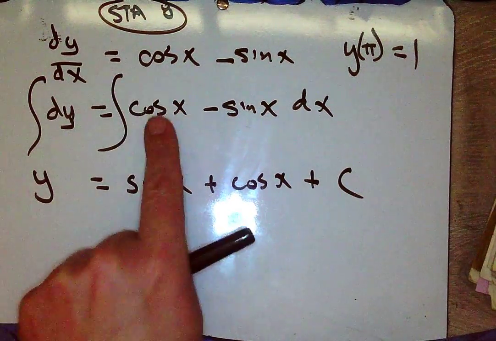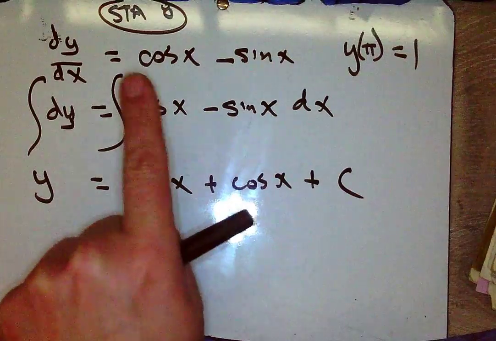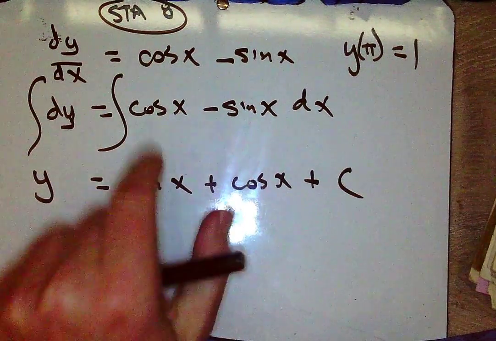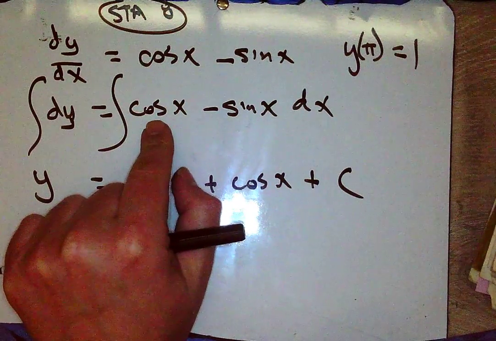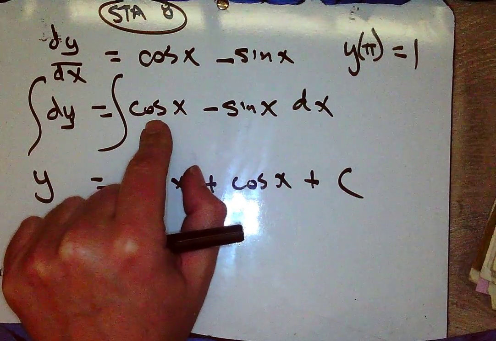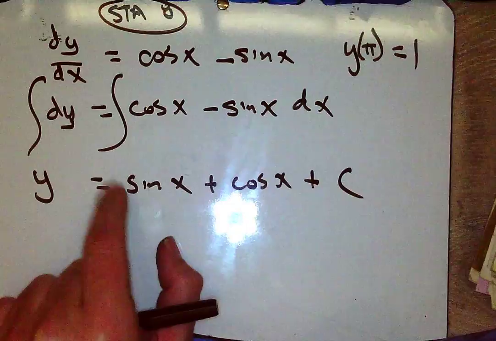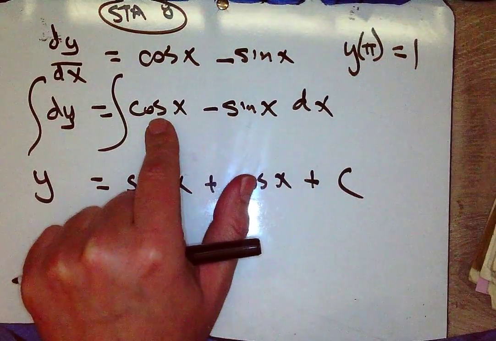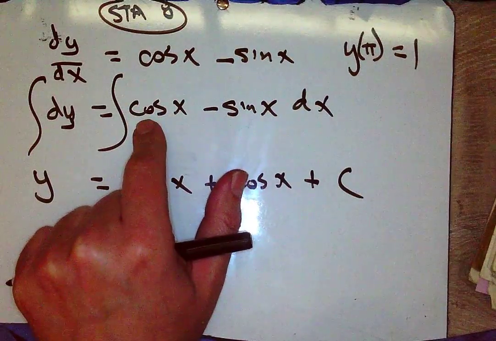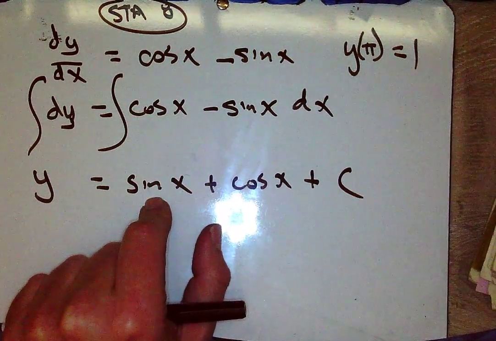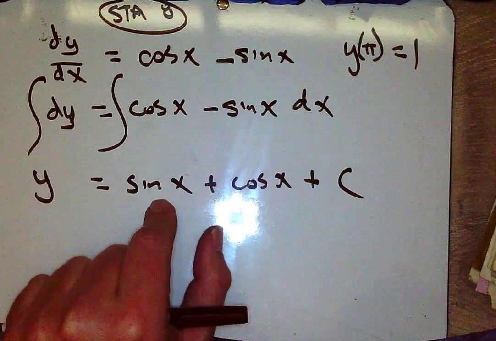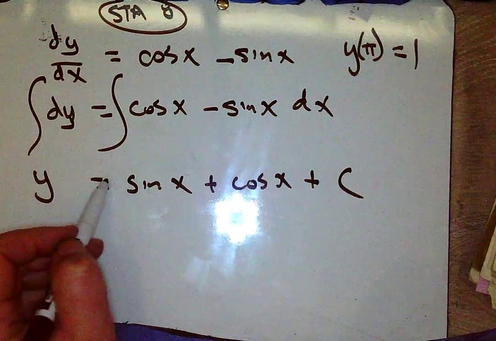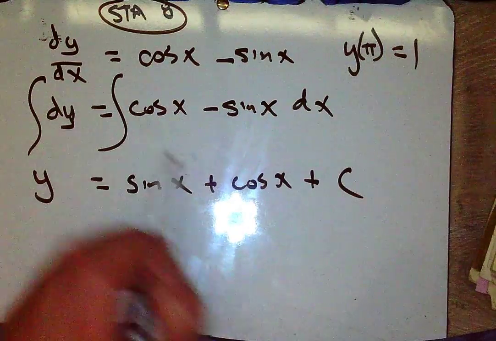Please don't forget, this is someone's derivative. Whose derivative? Sine's derivative. Many students look at this and they say, oh, the derivative of cosine is negative sine. Yeah, no, that's not our problem. This is going backwards. This is someone's derivative, and that person is sine. If I take the derivative of sine, I get that cosine. If I thought negative sine, the derivative of negative sine is now positive cosine.